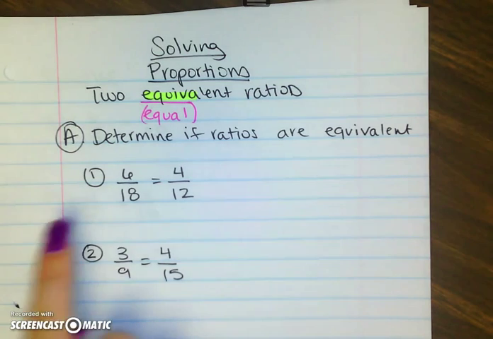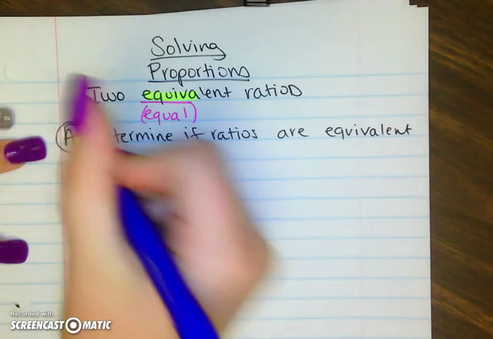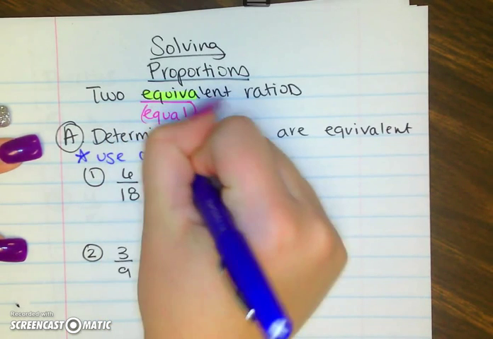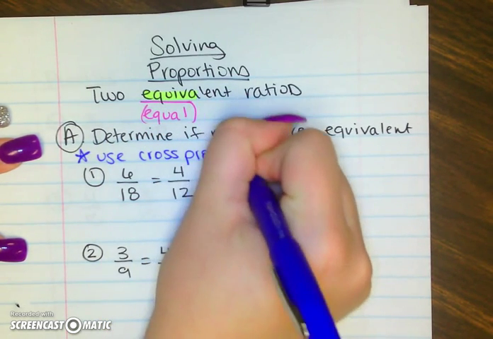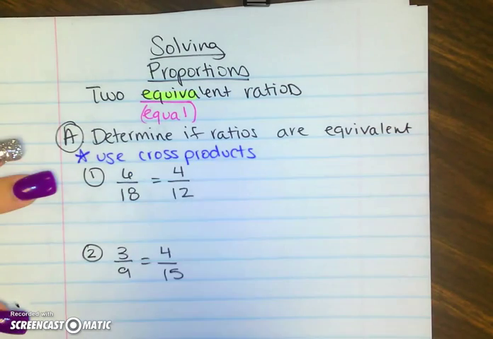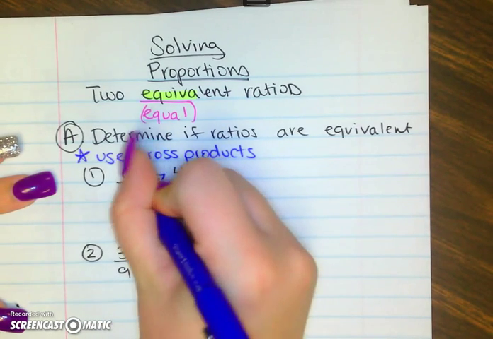So, our first step is to determine if these ratios are equivalent. So we're going to use cross products. If you need to pause and copy this down, go ahead and do so right now. Alright, so when I say cross products, I'm talking about multiplying the numbers that are across from each other.